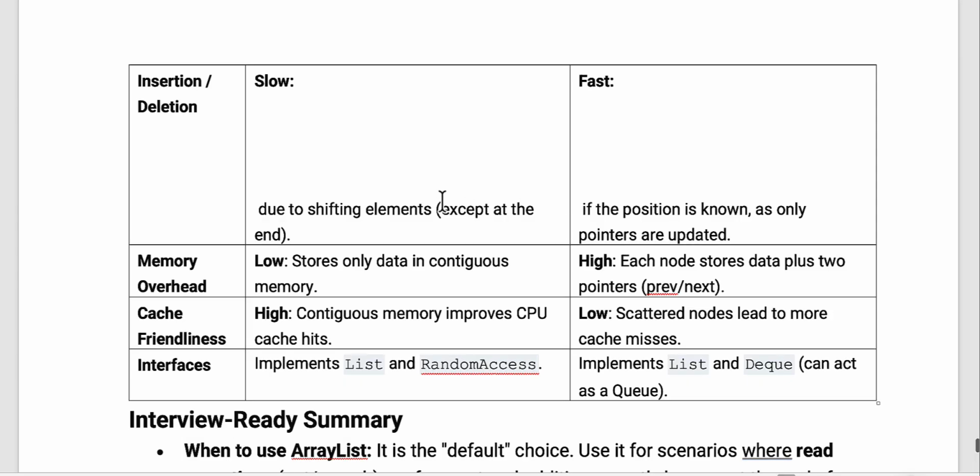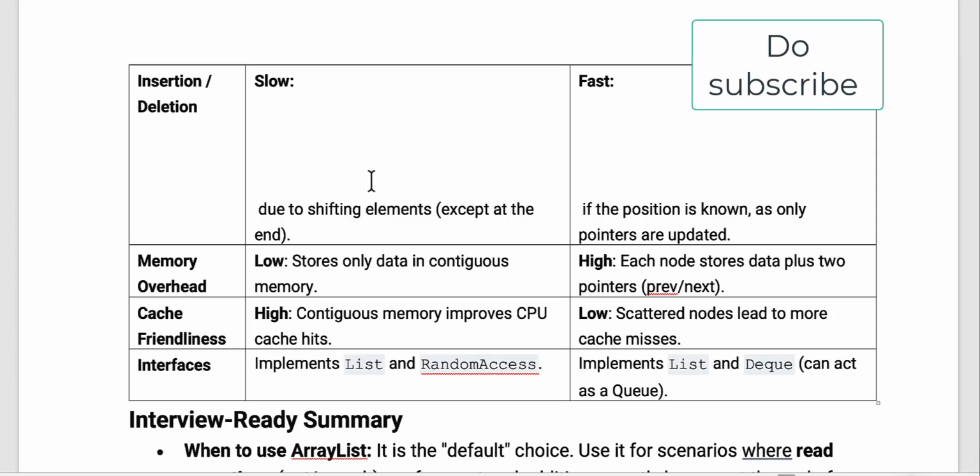Insertion and deletion in ArrayList is slow, because if I insert something in the middle, the rest of the elements have to make space for it, and hence we have to shift those elements to the right. Whereas in LinkedList it is fast, because the next pointer just has to be modified, linked to this and then to the next one. So just updating some pointers does the job.